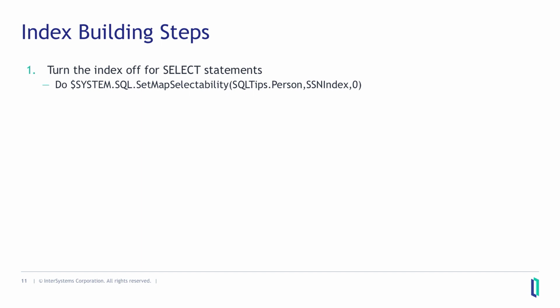So step one of this is to use SYSTEM.SQL.SetMapSelectability. What this does is turn off an index for select queries. So any inserts, updates, and deletes will update this, in this case, an SSN index, but select queries won't use it. You actually run this statement before you add the index to your class. You can run this on an index that doesn't exist yet. So you turn off the index, and then you add it to your class, and compile, obviously.